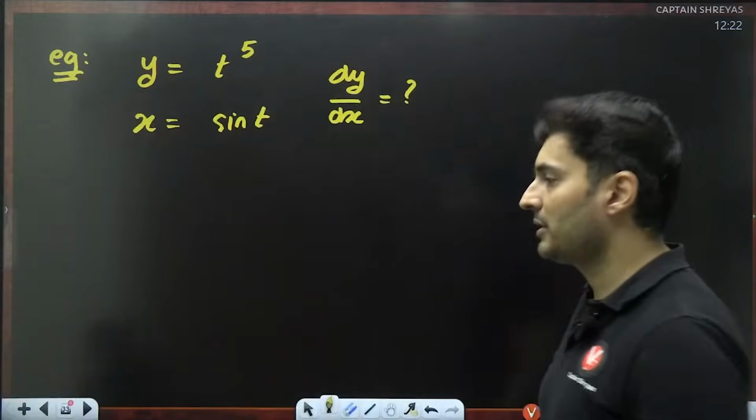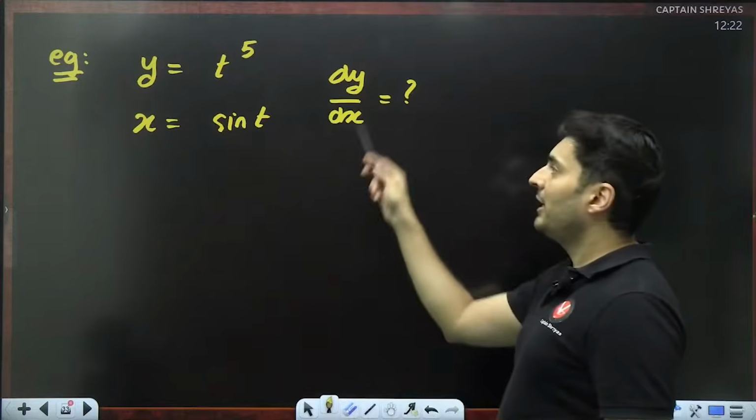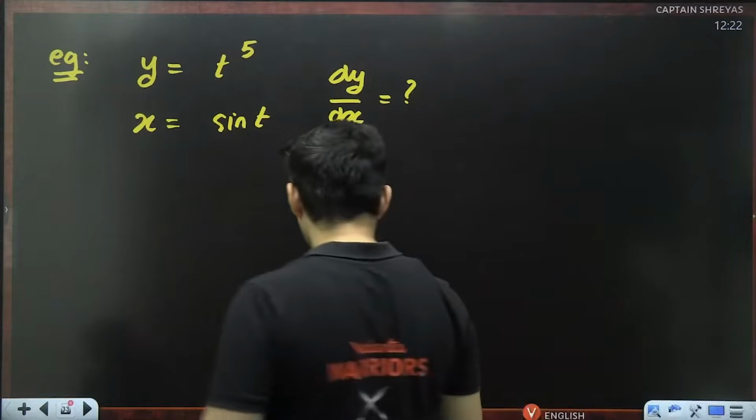How are you going to solve this? Y is a function of time, x is a function of t. Find dy by dx. Don't get scared. I'll tell you what.